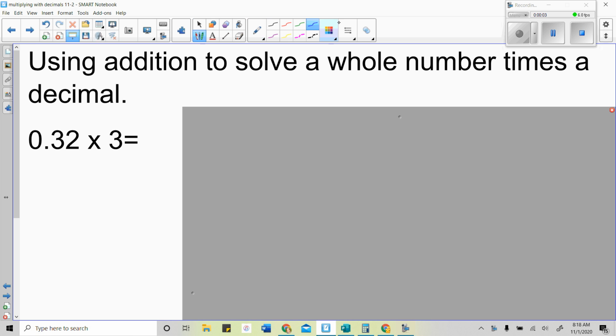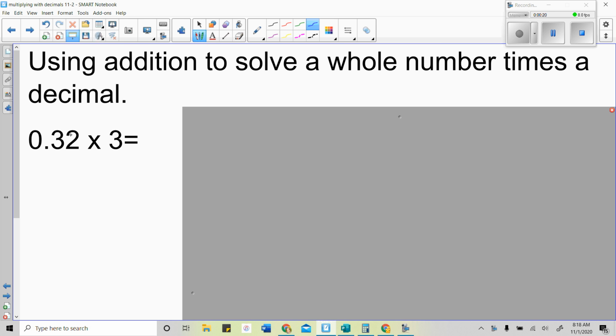Today we're going to be multiplying decimal numbers, which is basically the same as multiplying a normal number, but when you're done, you're going to need to place the decimal in the answer. Now, first we're going to start by using repeated addition to solve these problems with whole number times a decimal.